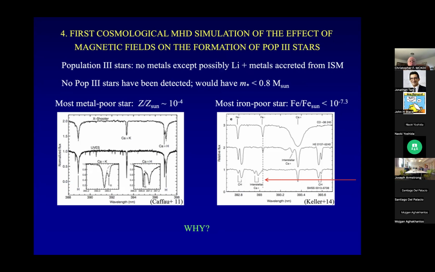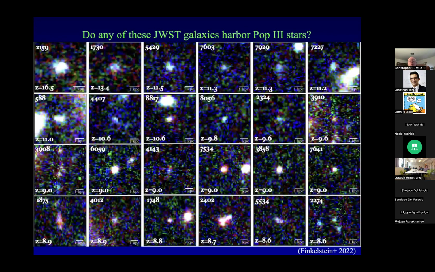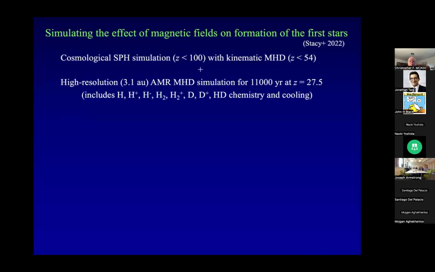The question is then, why is it that there are no low mass stars observed today? Now, it's possible that some of these galaxies, these are little snapshots of galaxies observed by JWST, might actually harbor population 3 stars. And hopefully we might learn something from analysis of these data.